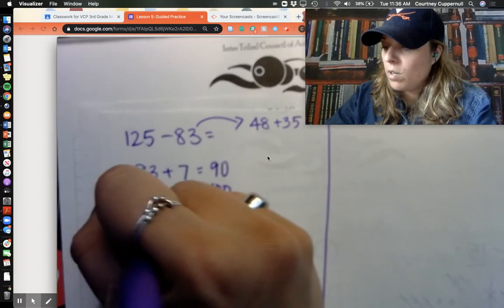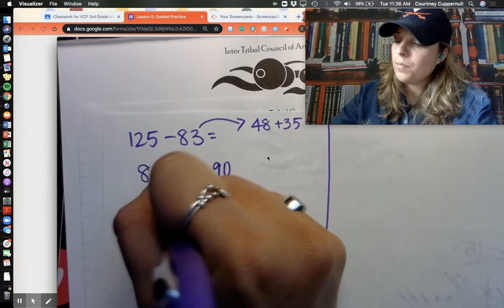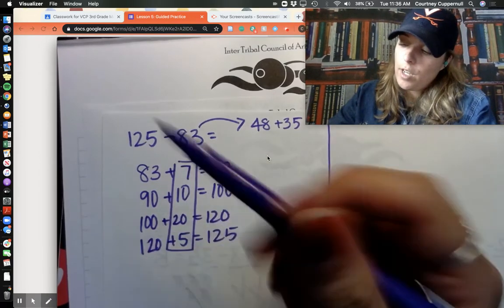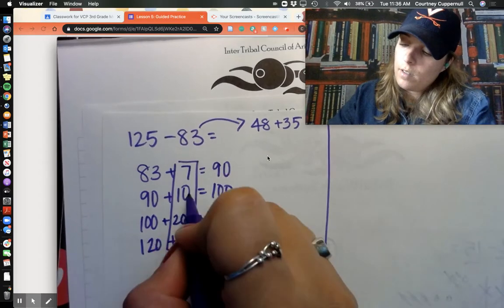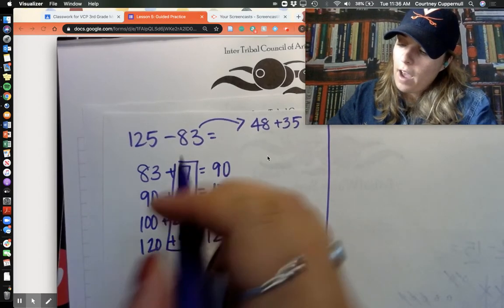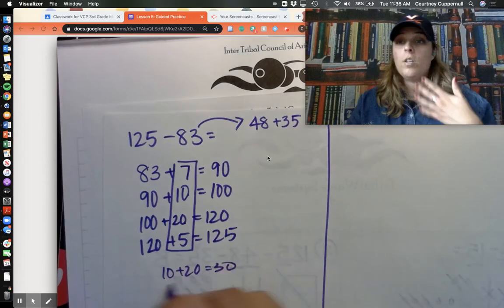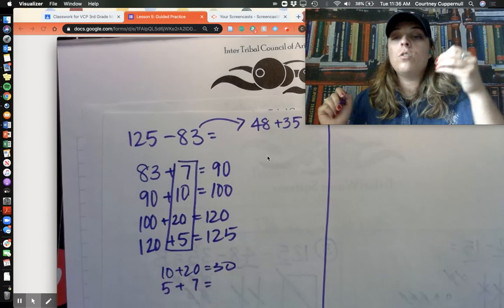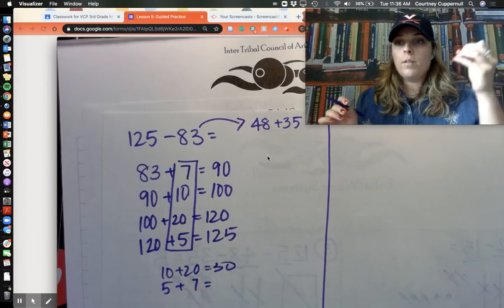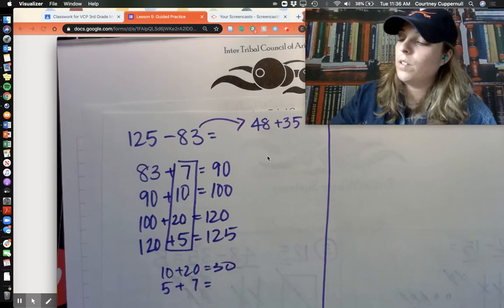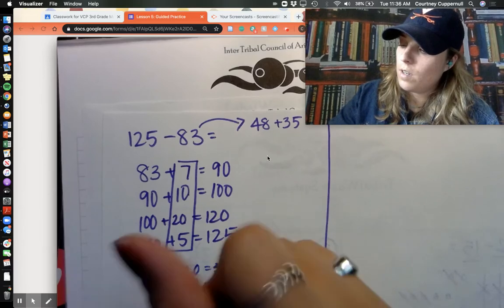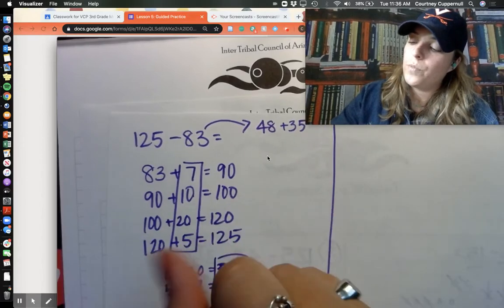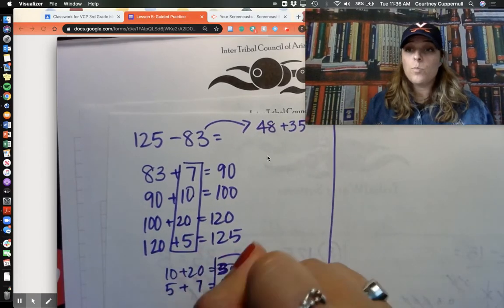If I box the middle here, I will see that I have 10 plus 20 is 30. 5 plus 7 equals, you can either count up or if you're using your brain, I know 5 plus 5 is 10. I know 7 is 2 more than 5. So 5 plus 7 would equal 12. So then 30 plus 12 equals 42. So we got the same answer there. Lots of different strategies you can be using.